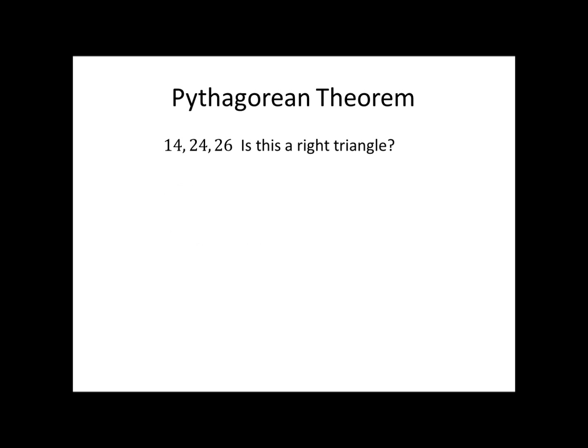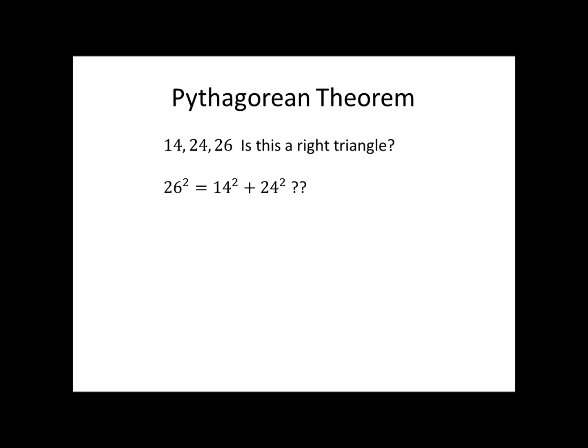There's another use for the Pythagorean Theorem, though. It checks to see if a triangle is a right triangle. If we have three sides for a triangle, 14, 24, and 26, is this a right triangle? We can use the Pythagorean Theorem to test this. If it's a right triangle, that means that it should fit in the Pythagorean Theorem, and I should get a true statement. And if it's a right triangle, the longest side is c.